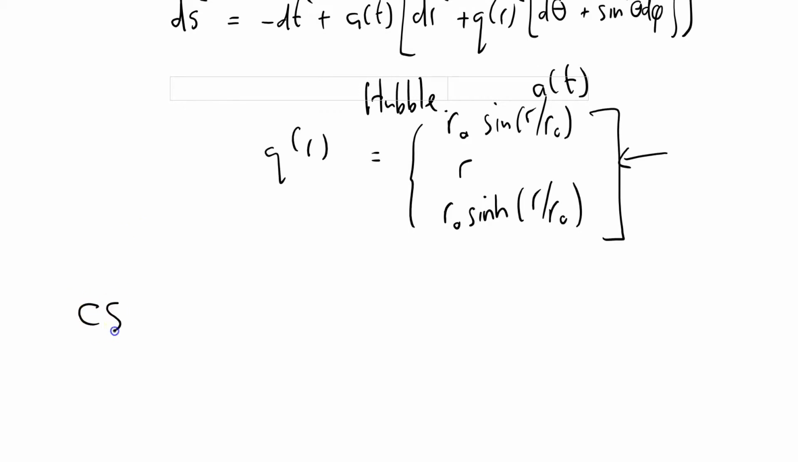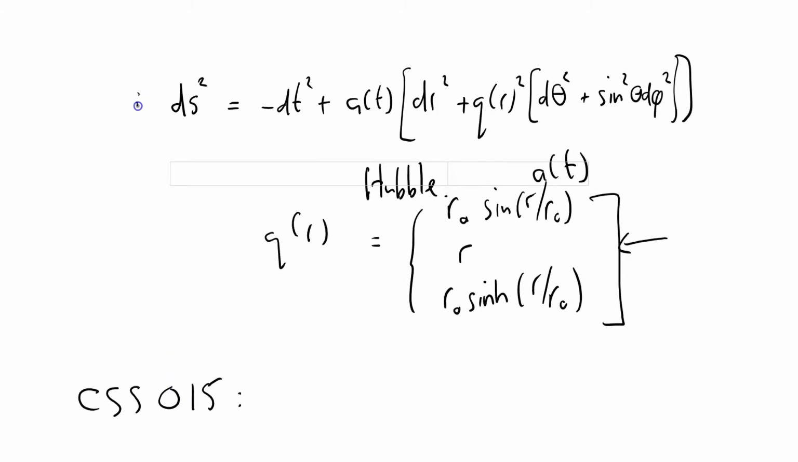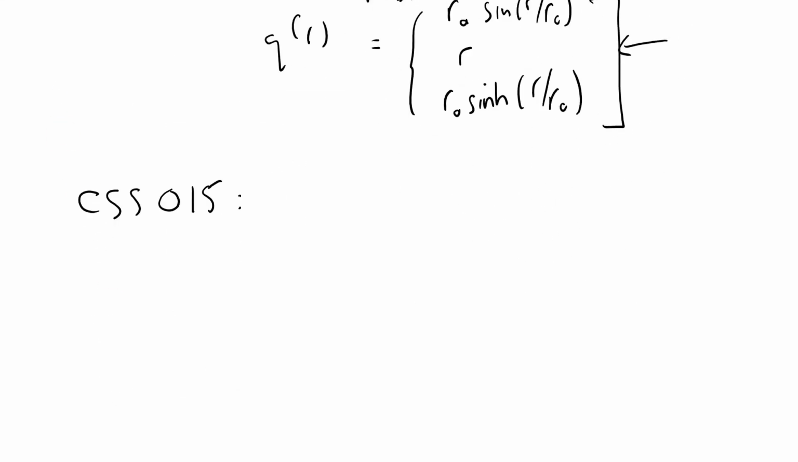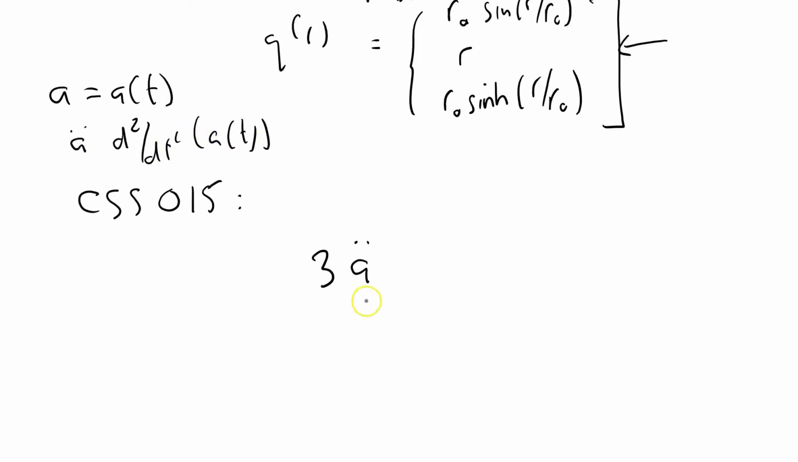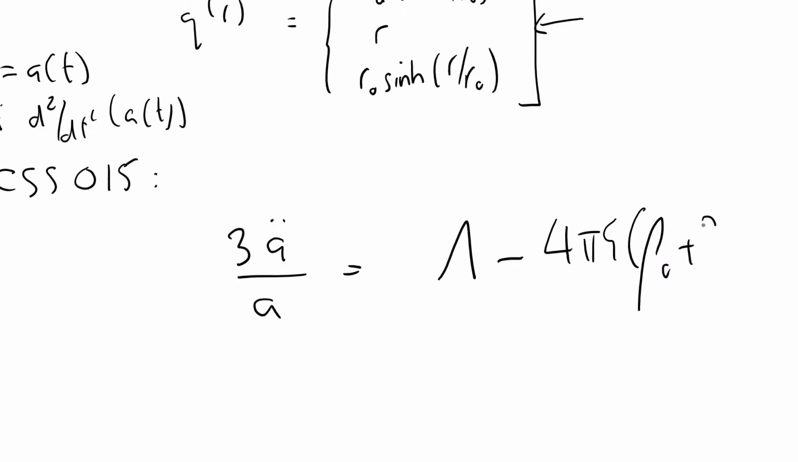Well, we need to go back to CSS 015, where we had the Einstein field equations for our trial metric. No, it wasn't for a dust, it was for a perfect fluid, which had pressure and density. And the equations that we had were these. We had 3a double dot. Remember that a is just a function of time, and a double dot is just d2 by dt squared of a of t, so it's just differentiating twice. Equals the cosmological constant minus 4 pi G, and then I had rho 0 plus 3p0.